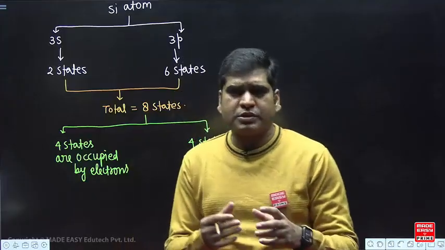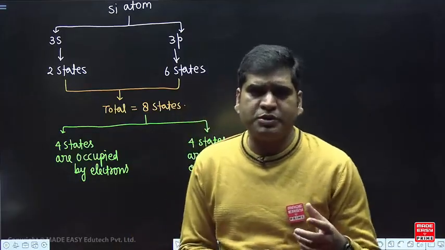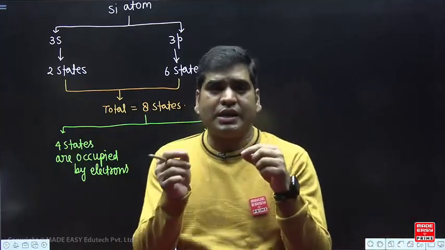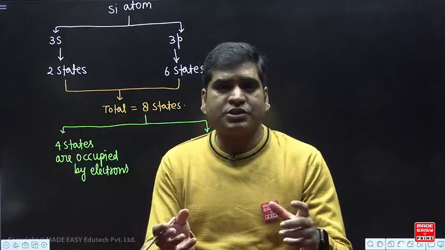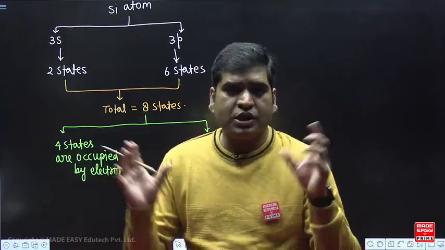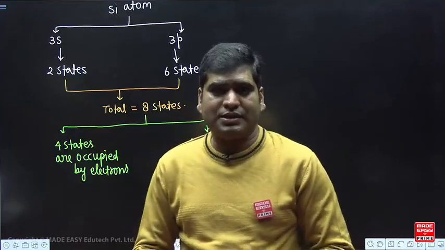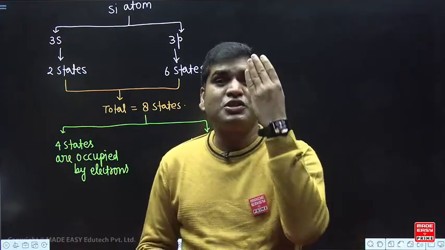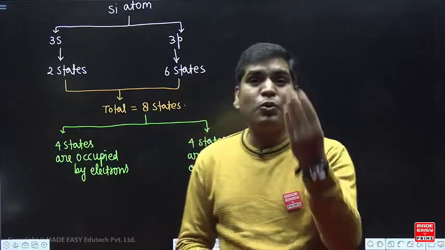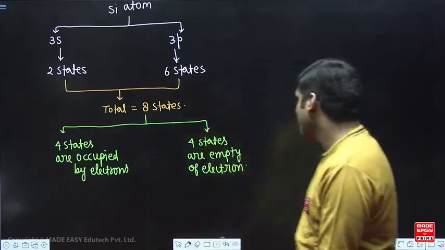P में कितने electron maximum possible? How many maximum electrons are possible in P? 6. So each electron is considered as a state. So there can be maximum 6 states in the P and 2 in the S. So there are total 8 states. But in the silicon, how many electrons are there? 4 valence electrons. So out of these 8 states, 4 are filled by the electrons and 4 are empty.